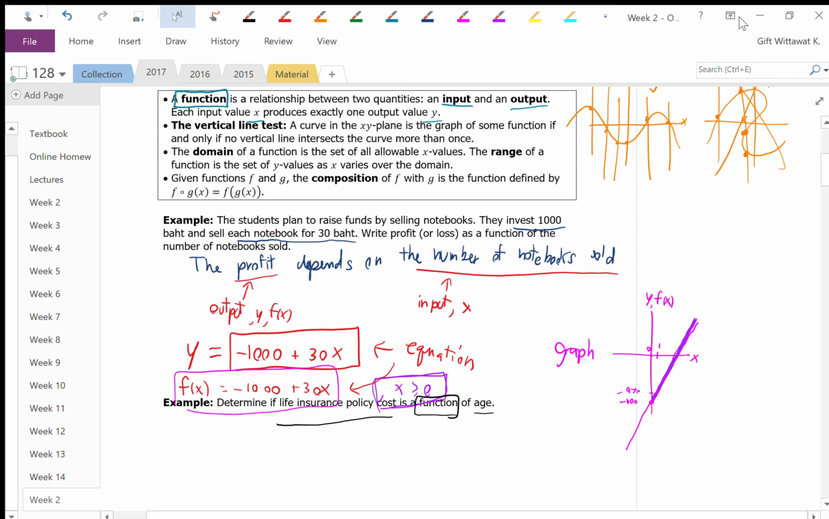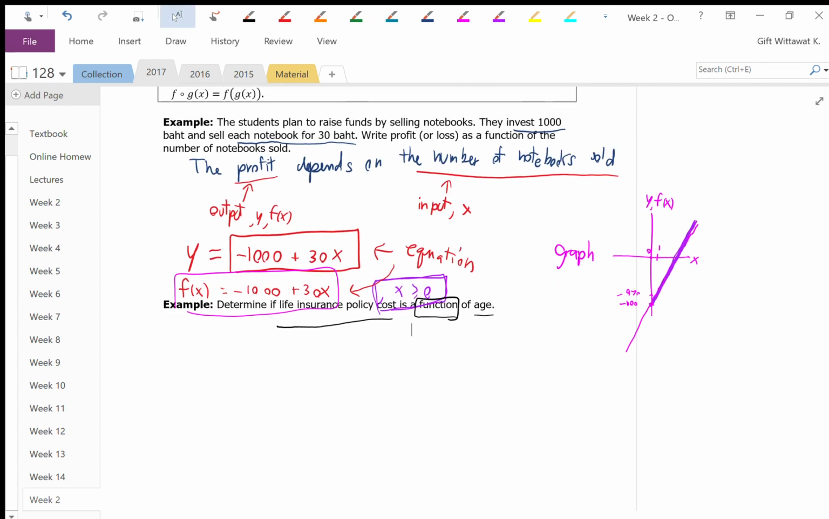So in a way, life insurance policy cost depends on age. So it is a function of age, but it's not entirely dependent on age. So to answer this one, I'm just going to say partially yes. In a way, life insurance policy cost is a function of age, but age is not the only factor in determining the cost of a life insurance policy.